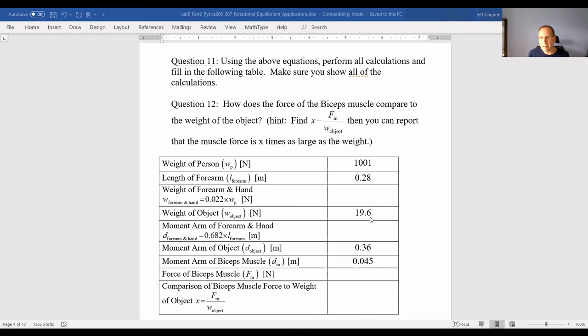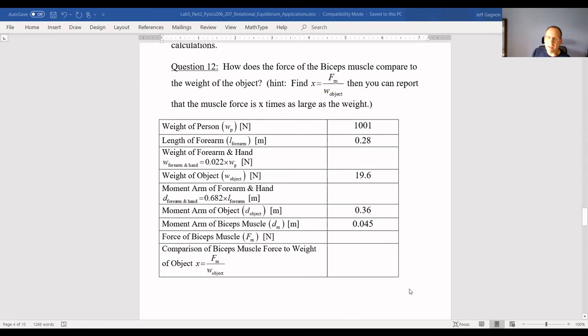Remember, you were holding a 19.6 newton weight in the hand. Is it about the same? Is it 2 times as large? Is it half as large? Is it 20 times as large? If you just write it as a ratio, the biceps muscle force divided by the weight of the object, divided by 19.6, that'll tell you it's 3 times as large, or 1/2 as large, or 10 times as large. So I just want to get that particular answer. How many times as large is it as the weight?